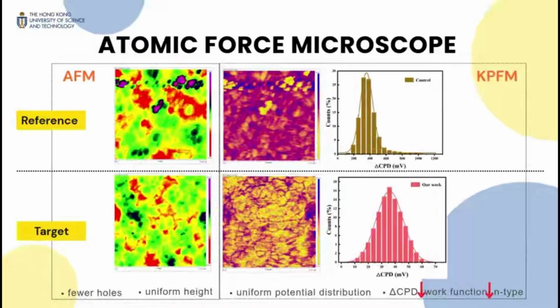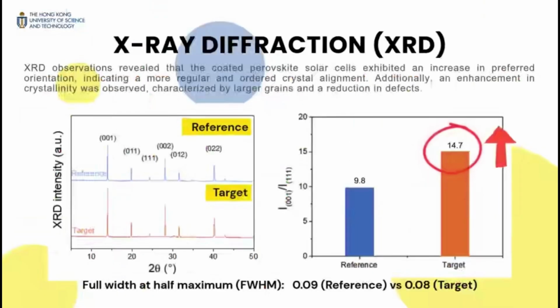The narrow delta CPD histogram indicates reduced potential fluctuations across grains and grain boundaries, which is consistent with effective defect passivation at the surface. Second, the structure and surface chemistry. XRD shows that the coated film exhibits a slightly narrower full width at half maximum of the 110 peak and a higher preferred orientation, evidencing enhanced crystallinity and more aligned crystal orientation.